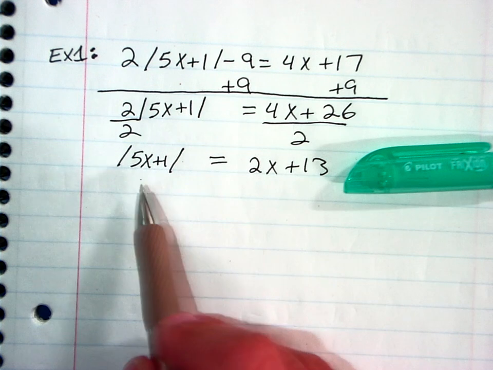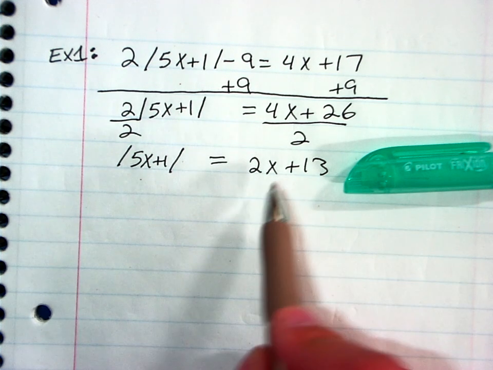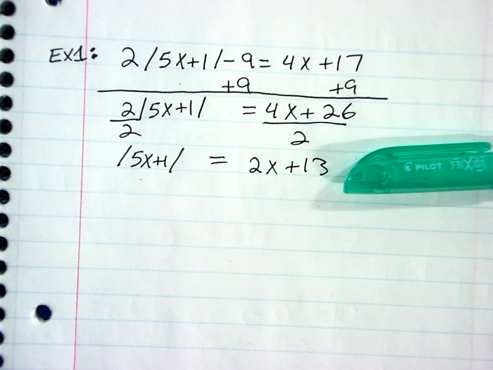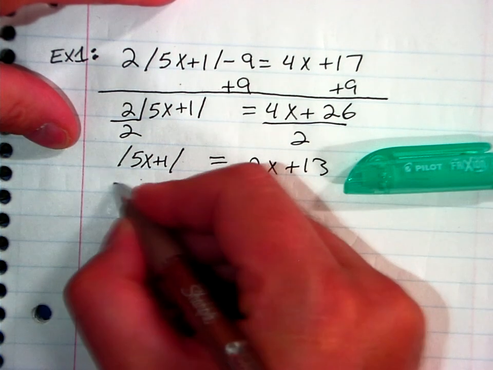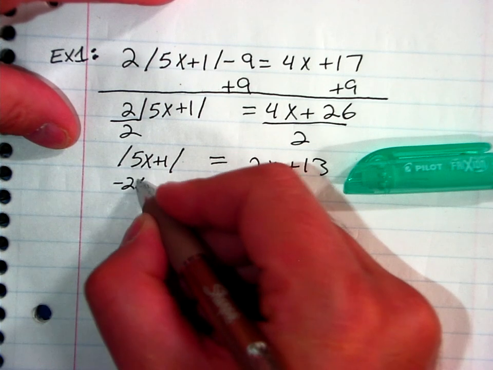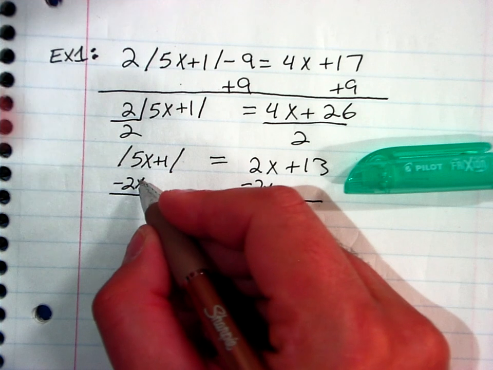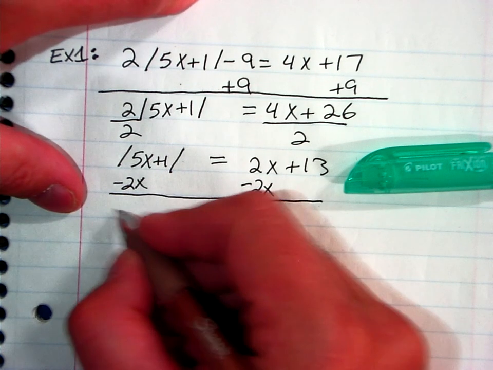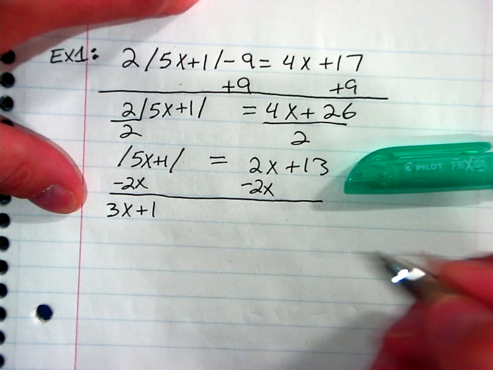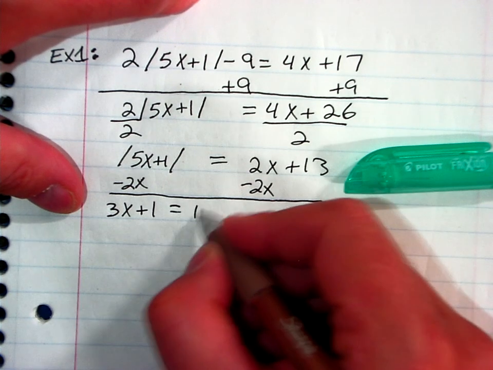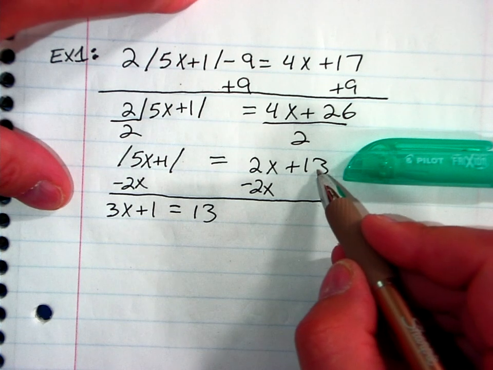All right, which is smaller? I like to combine my like terms, and my like terms are the x's. Which is smaller, 2x or 5x? 2x. So I'm going to subtract 2x because that'll keep our answer positive. 5x minus 2x is 3x. 3x plus 1 equals 13, because that's all that was left on the right-hand side.